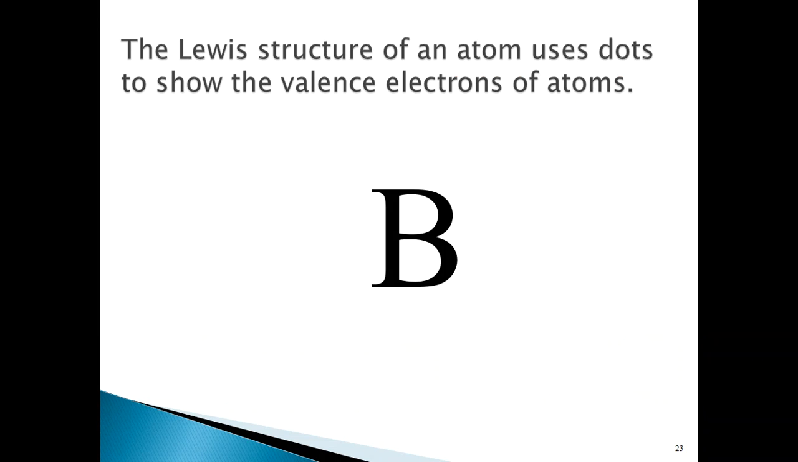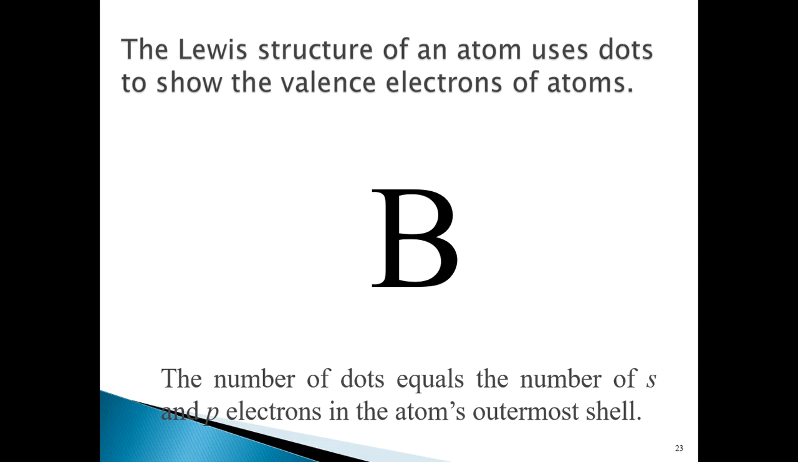Okay, so in the Lewis structure representation, basically what we do is write down the symbol for the element and then put dots around it to represent the valence electrons. So for example, boron has 3 valence electrons, right? Therefore we put 3 dots around it, as you can see here. And that basically is the Lewis structure, or the Lewis symbol, for boron.